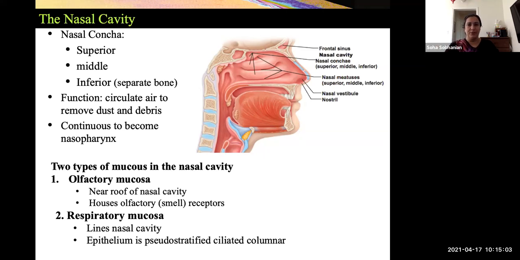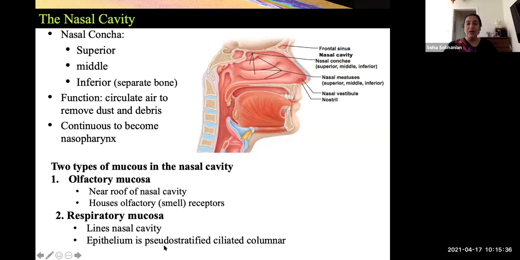The bottom half, I would typically say the bottom 2/3, is considered respiratory mucosa, again because it's associated with your respiration. The goal of this mucosa is to clean the air before it moves on to the nasopharynx. If I ask you what type of cells you see in the respiratory mucosa, your answer should be pseudostratified ciliated columnar.